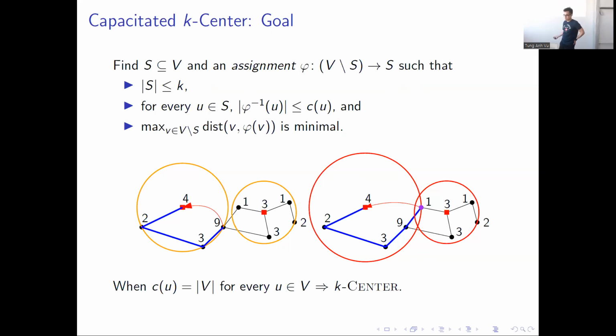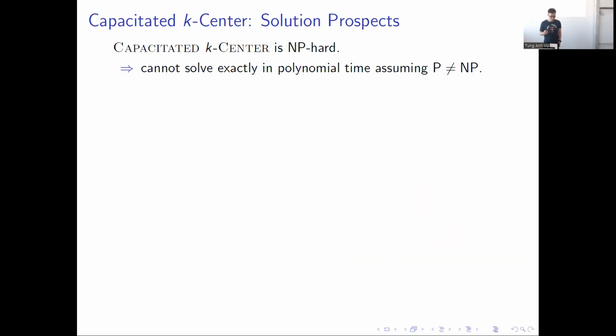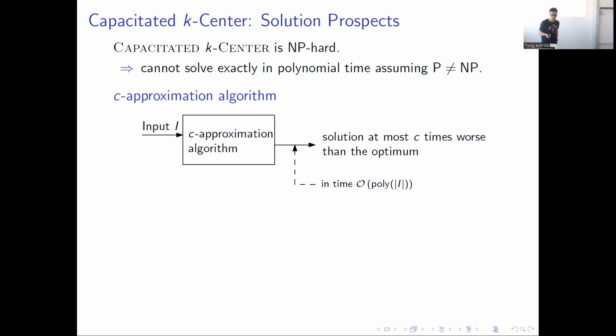So what is known about this problem is that, well, this is a very specific type of problem. If the capacity of every vertex is essentially unbounded for our purposes, then this is the well-known k-center problem, which is like dominating set with edge weights, if you will. So how do we solve this problem? Well, we kind of don't, because this problem is NP-hard, which means that we cannot solve it optimally in polynomial time, given some reasonable assumptions. So what do we do? We look for approximations, right?